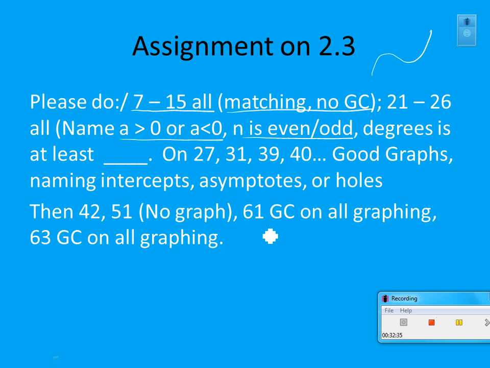And then number 63 is graphing. So if it says graph, other than 27, 31, 39, 40, otherwise you'll just use your calculator. Otherwise, those will be the good ones.